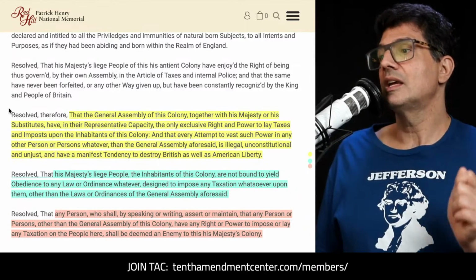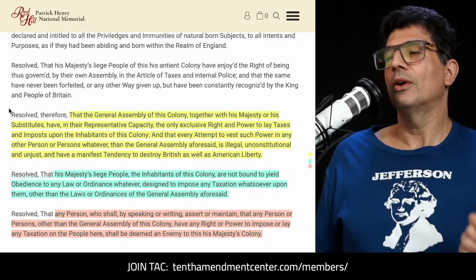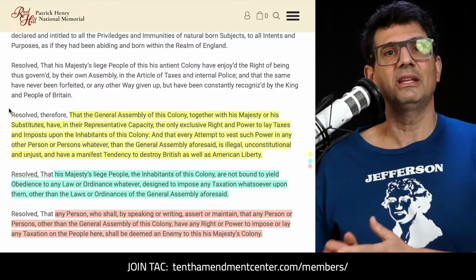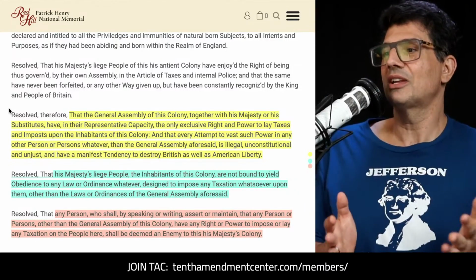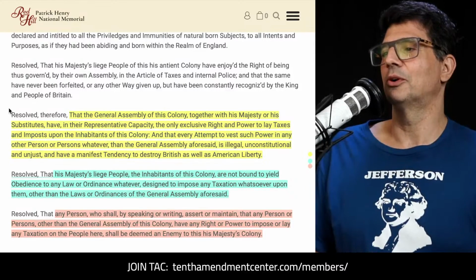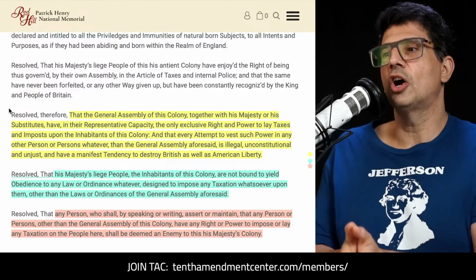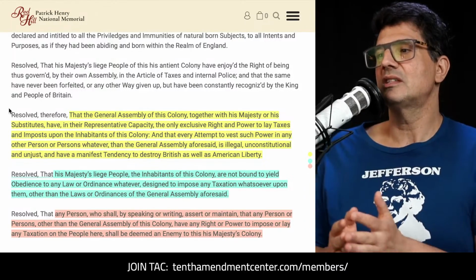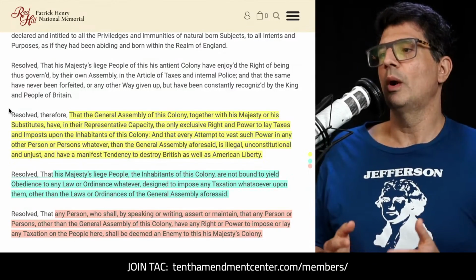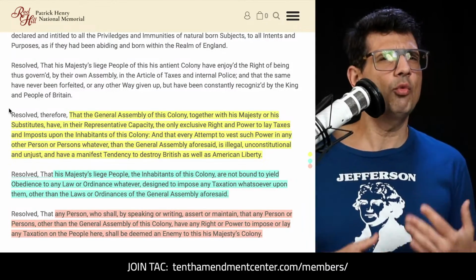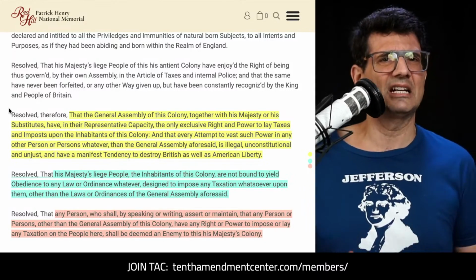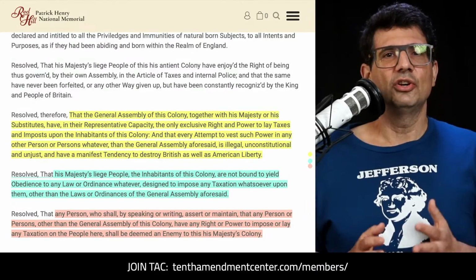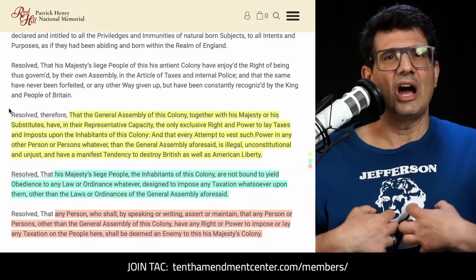He said, every attempt to vest such power in any other person or persons whatever, other than the General Assembly of the colony, is illegal, unconstitutional, and unjust, and has a manifest tendency to destroy British as well as American liberty. Again, there was no written constitution at that time, but he's saying, just under the system, you're not authorized to do this stuff. This is our reserve power.